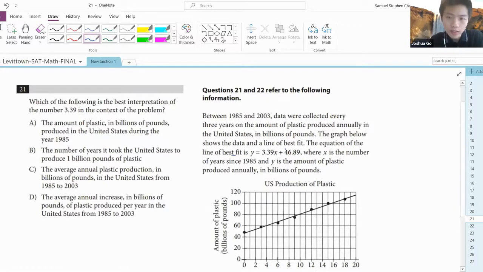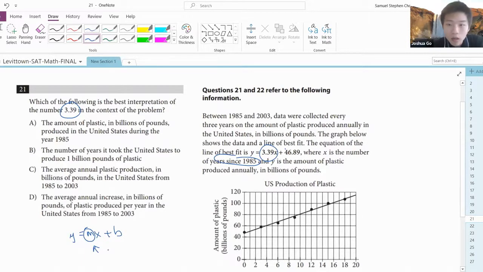The question asks, which of the following is the best interpretation of the number 3.39 in the context of the problem? So the line of best fit is given to us, and it's in the form y equals mx plus b. So the 3.39 in this equation is the slope. So now when we're looking at these answer choices one by one, we're going to look for the answer that most accurately aligns to the definition of the slope.